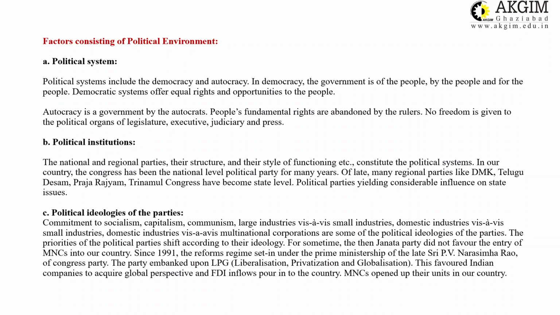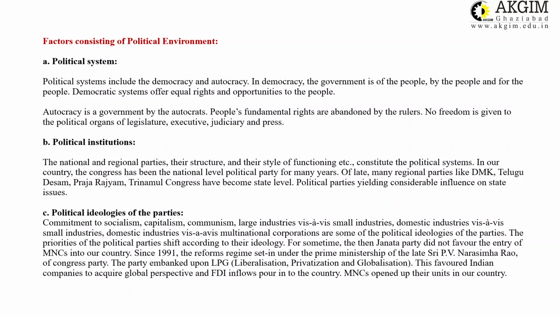When we talk about political institutions, there may be political parties at the national level or the state level. For example, in our country, Congress is one of the parties that competes at the national level, and there are various regional parties like DMK, Telugu Desam, Praja Rajyam, Trinamool Congress. These are the political parties at the state level. So there may be various political institutions. One should study them before starting business in any particular country, to check the whole political scenario of that country, and to assess whether it would be favorable for you to do business in that country or not.